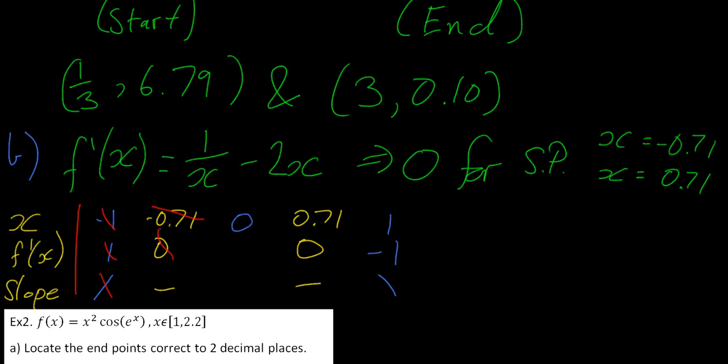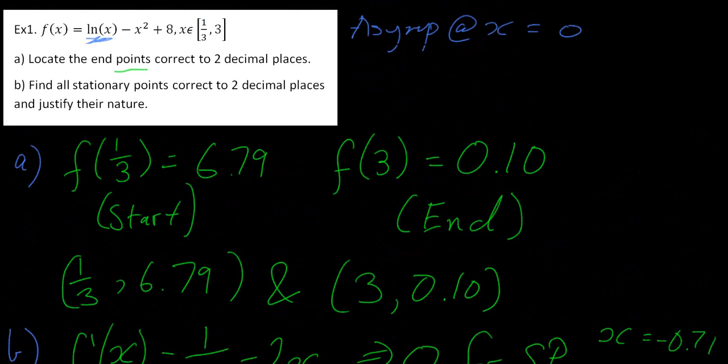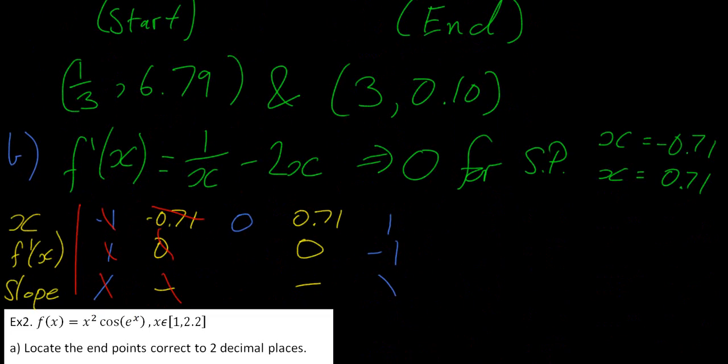So always check your domain before you actually proceed. Over here, we can't use these because the domain actually says we're going from positive 1/3 to 3. Any negative values we deem void. And also that's why I can't use 0 here. So that's my mistake. I'll just pretend that didn't happen. Okay, mistakes happen.